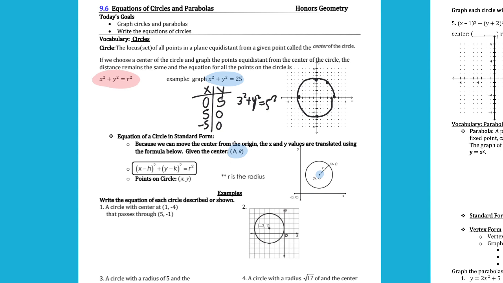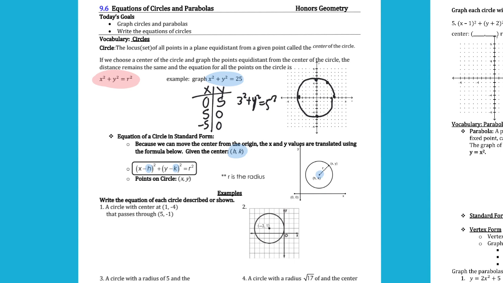So if it's the origin, it's not moved. But if you move the x, how much you move it is the h. And if you move the y, how much you move it is the k. And the radius is also just always the radius. And so there's going to be infinitely many points in every circle. And so that's the main thing you need to do.